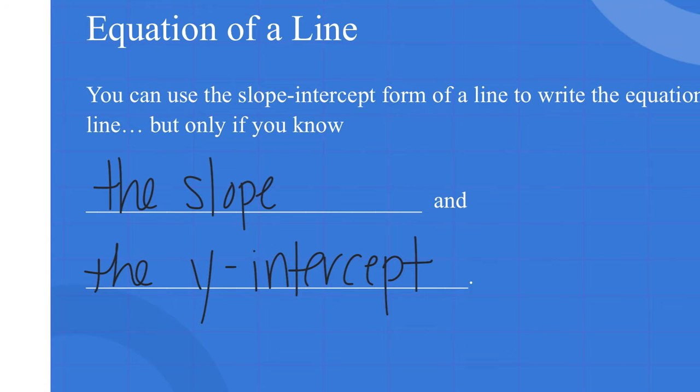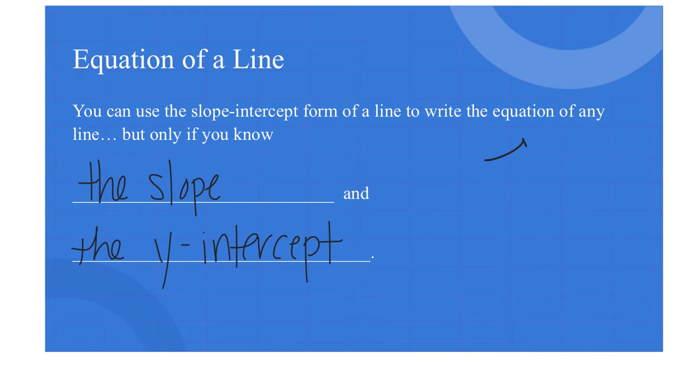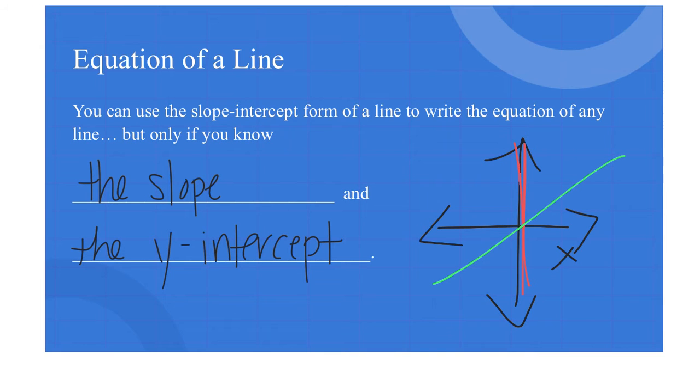That's where the line intercepts on the y-axis, where the line crosses our y. Now remember, y is going up and down, our vertical, and x is horizontal. So it's where the line crosses here. Where does this line cross on the y-axis? Well, that one might be 0, but what about this one? It might be like 2 or 3. So we've got to know those things in order to create an equation of a line.